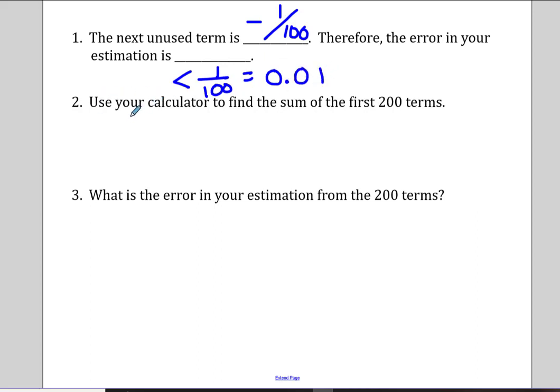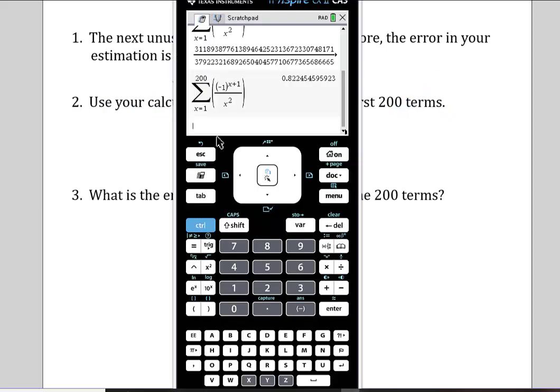So we want to use the calculator to find the sum of the first 200 terms. So let's go get our calculator. And with a little difficulty, we entered the summation from n equals 1 to 200 of our expression. I combined that n squared on the bottom and then estimated it to be 0.82245. So we want to see in part 3, what is the error of our estimation from the 200 terms.